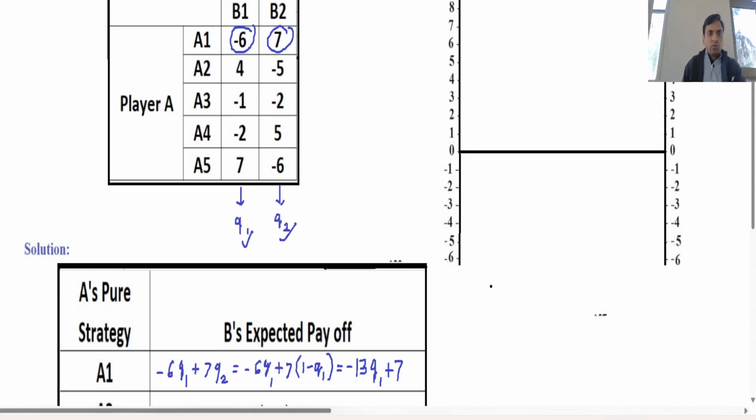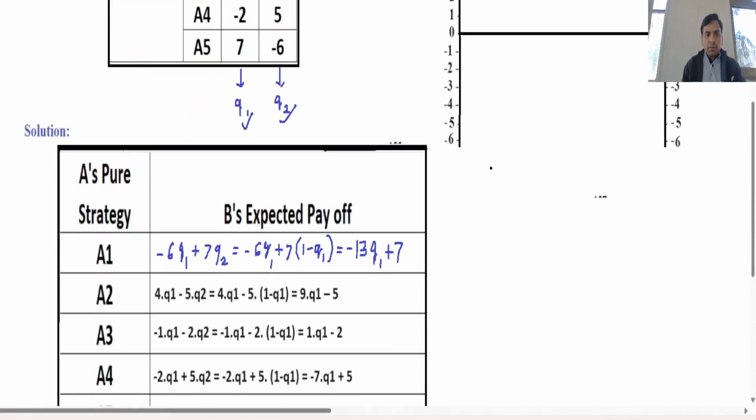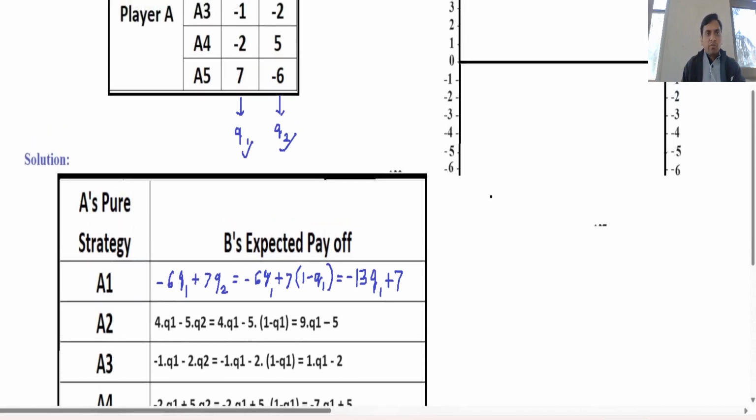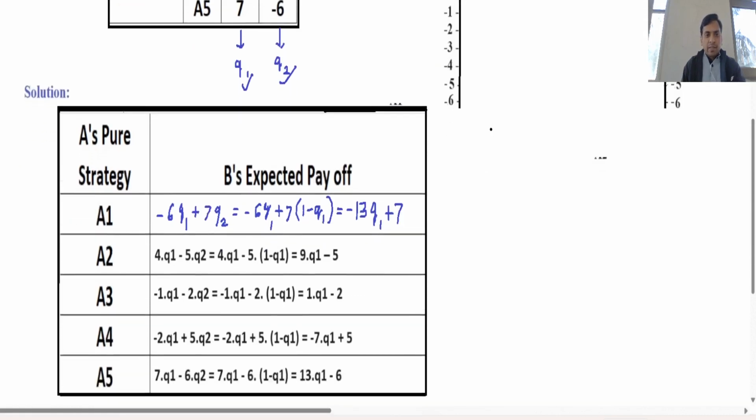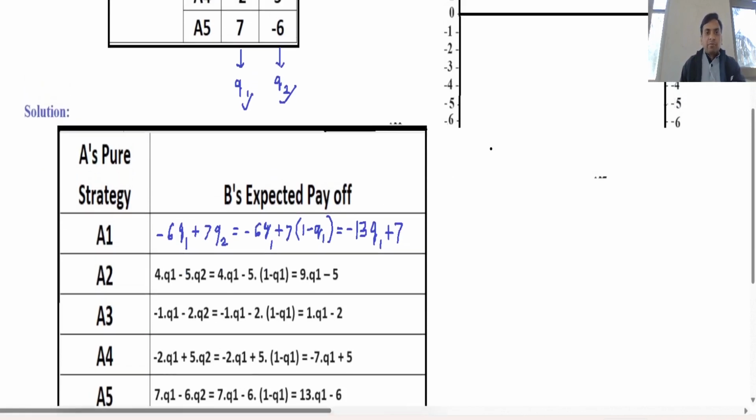This 4 into Q1 plus minus 5 into Q2, and then we will replace this Q2 by 1 minus Q1, and then we will get this value. So we will do this task for all strategies of A, for A3, A4, A5, and I have already done this in this block. Now we will prepare graph.